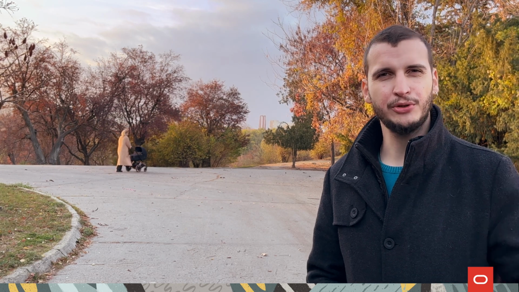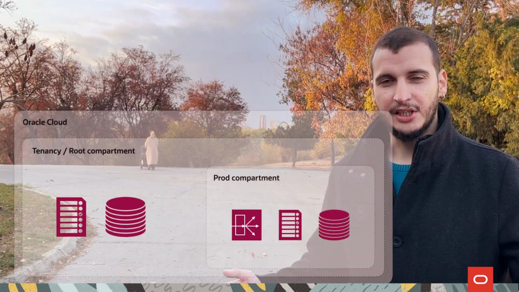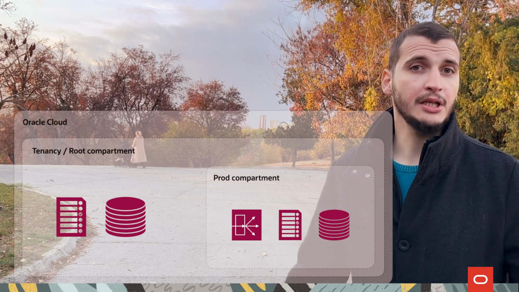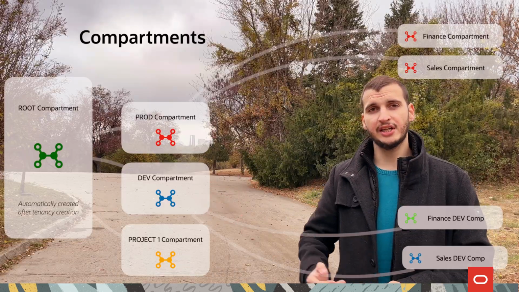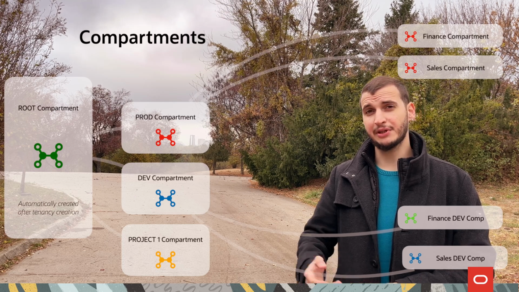You can logically separate your resources in compartments, such as production environments, test environments, and other projects. On this slide, you can see an example of segregation by compartments, and you can create hierarchies up to 6 levels deep.